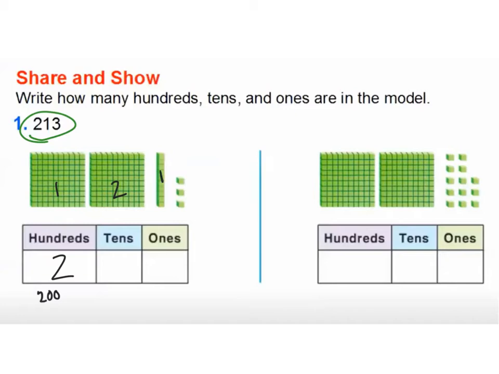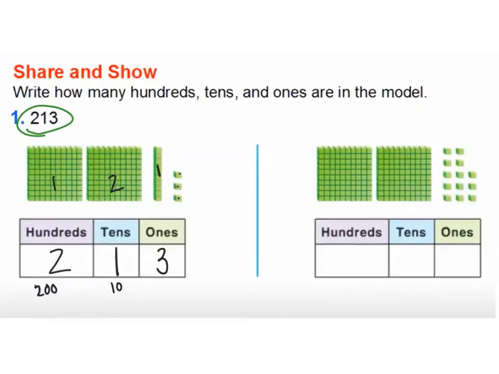How many tens blocks do we have? 1 ten, which is the same thing as saying 10. And how many ones blocks do we have? 3 ones, which would be the same thing, 3. So that's one way to show 213. Let's look at the other picture.